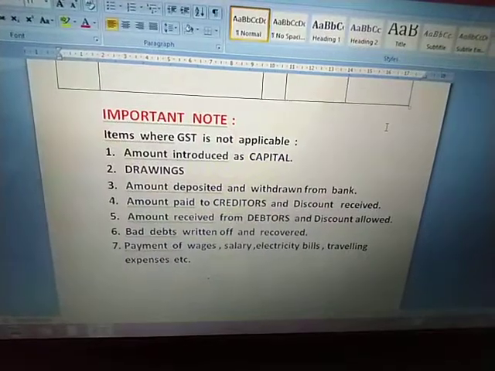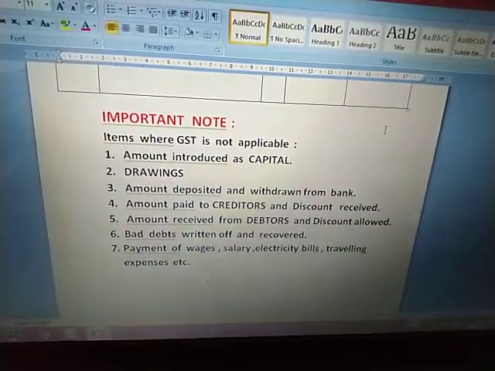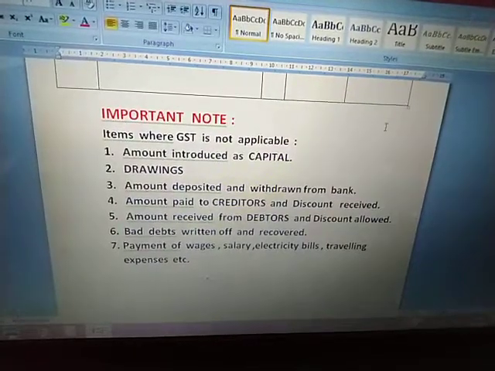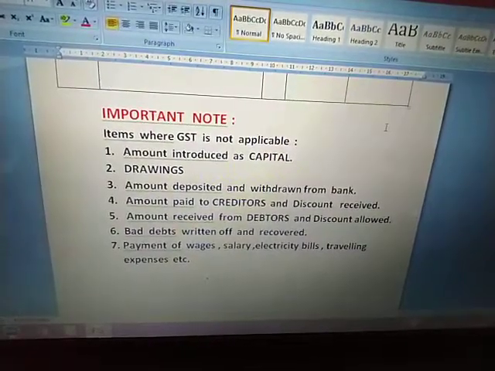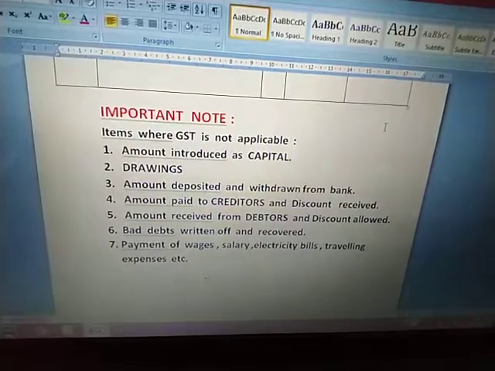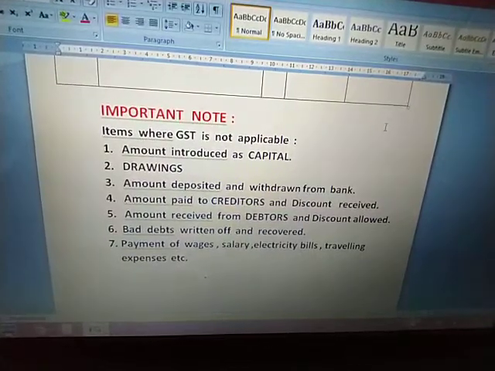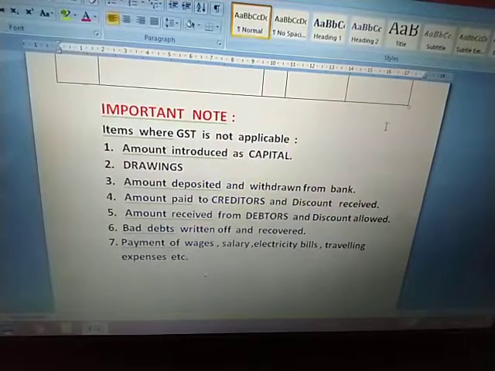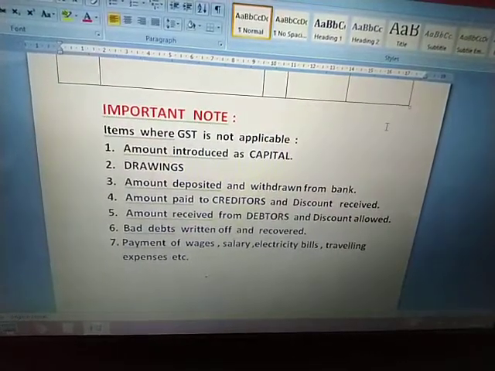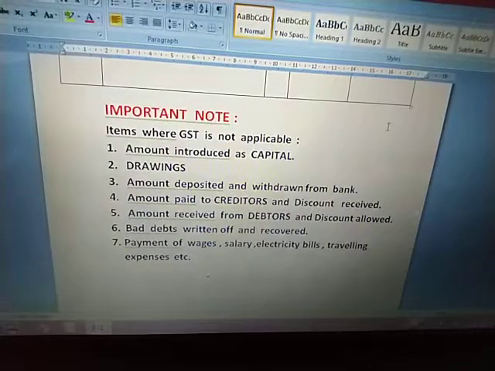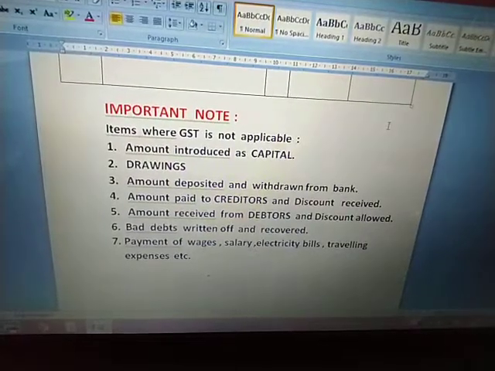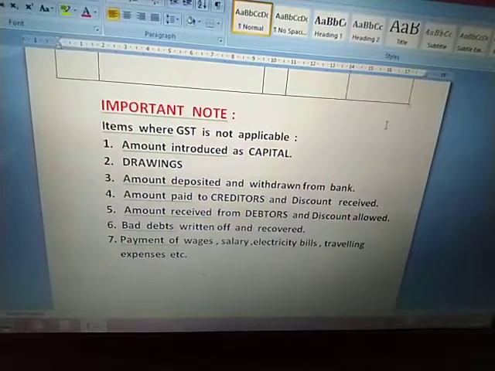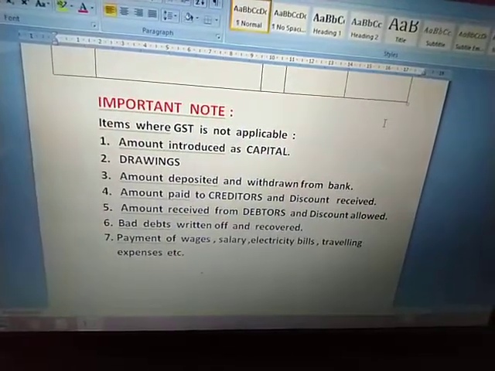Here are the items which are not applicable for GST calculation. First we have amount introduced as capital, then drawings, amount deposited and withdrawn from bank, amount paid to creditors and discount received on that, then amount received from debtors and discount allowed, bad debts written off and recovered, payment of wages, salary, electricity bill, traveling expenses, etc. These are the transactions which will not come under GST payment as well as collection.